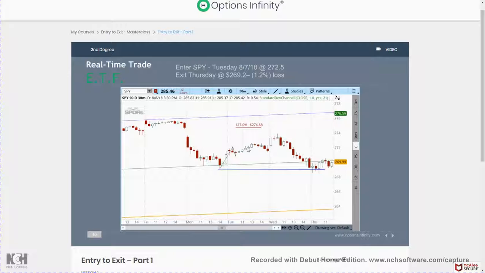The SPY at that point was 272.5, and then it looked like it was moving in the right direction. Then it went in the opposite direction, and here it made a measured move to the downside, which was a continuation of the measured moves up here. We got out at 269.2 for a 1.2% loss. Cut your losses short, let your profits run.